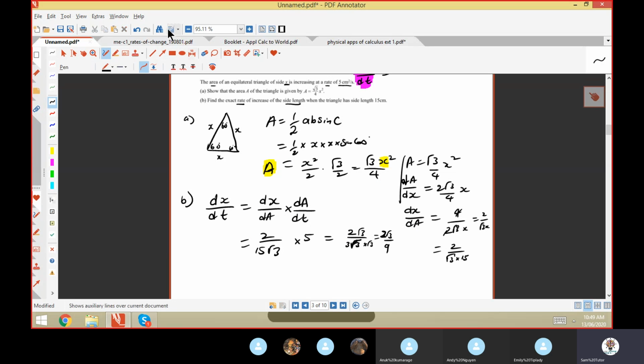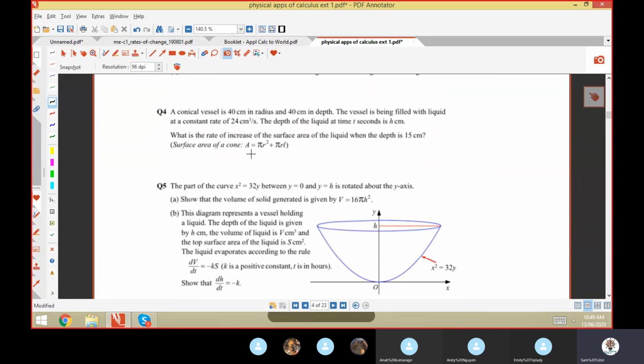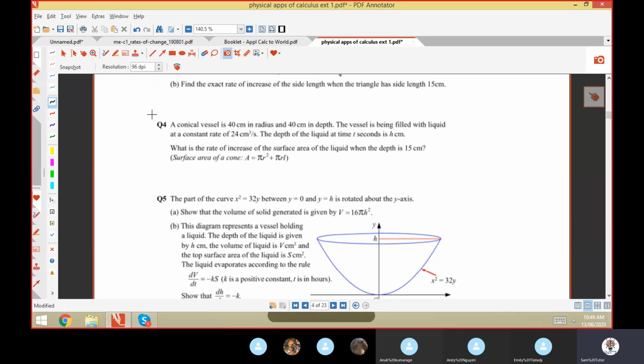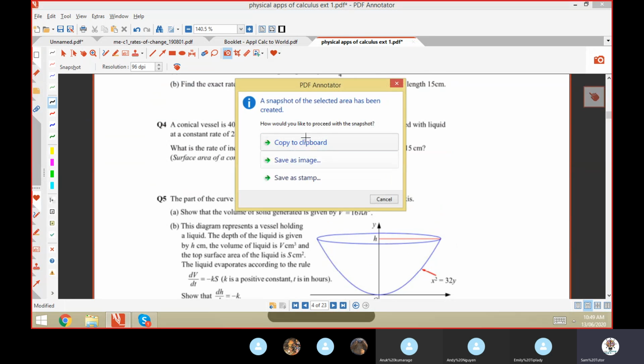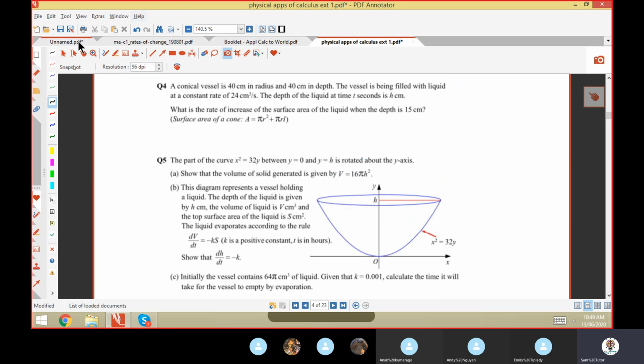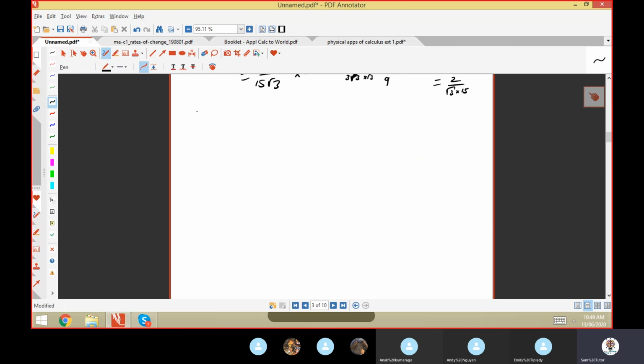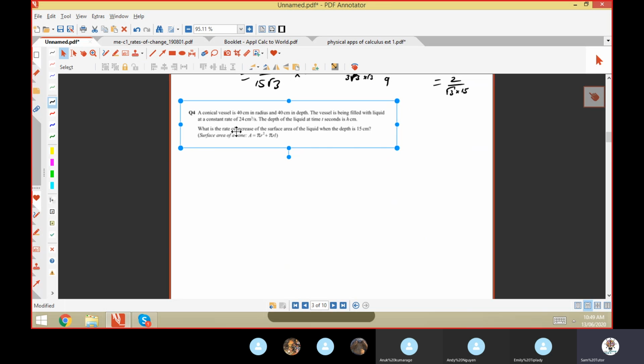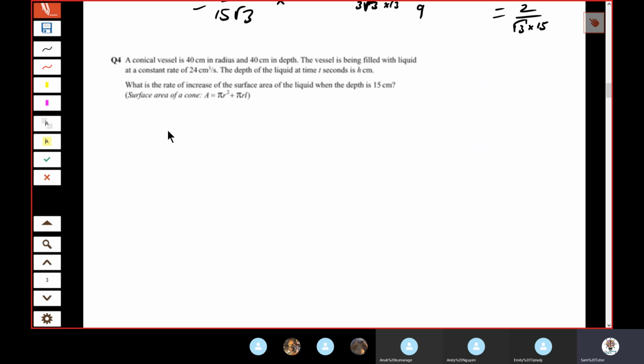Okay, it's good. Let's try another one. Let's try this one, and then I might move on, because that's it, right? I might move on and leave this one for homework for you guys to think about. Okay, let's try this one.